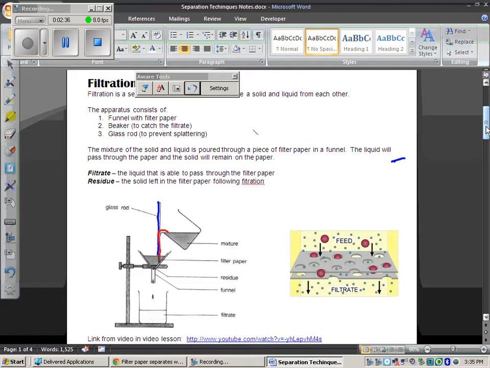The picture on the right again shows the filter paper and the particles, and you can see why some particles pass through the filter paper while others don't. The holes don't allow the bigger particles to come through, whereas the smaller particles have no trouble passing through those holes. So just a couple of terms. The liquid that comes through the filter paper is called the filtrate. You can see it here. And the residue is the solid that's left in your filter paper.